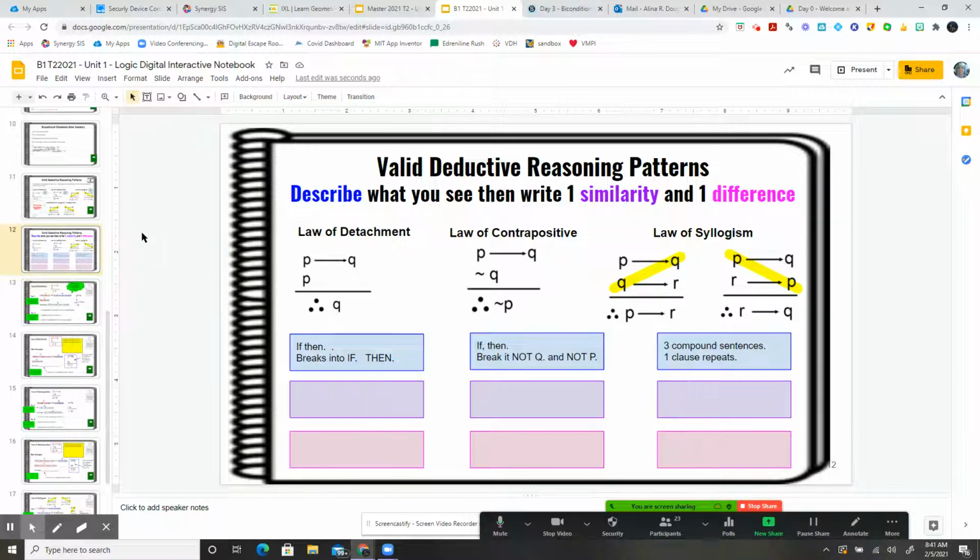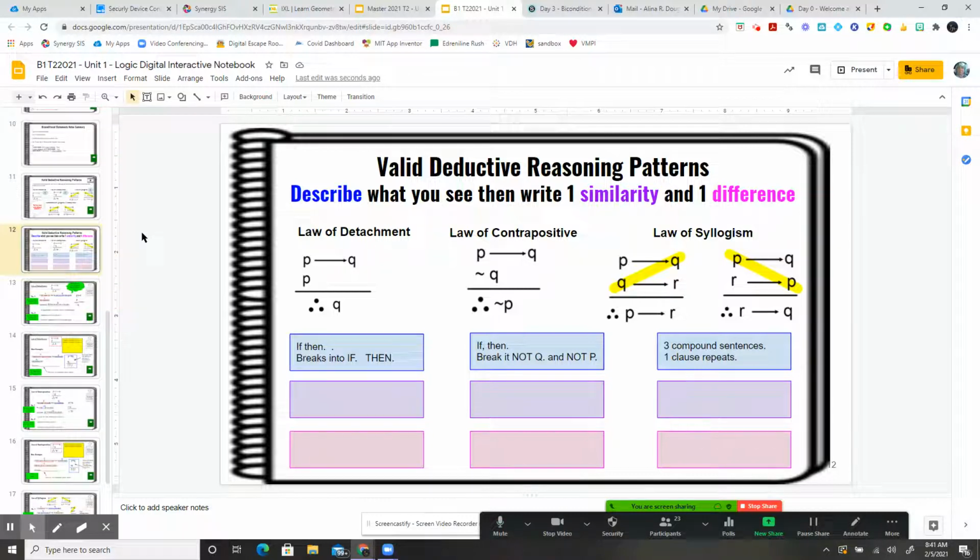Give you about 1 or 2 more minutes to finish this. If you're already finished, you can go on to slide 13 and see if you can do the pattern for example number 2. I'm still confused on how this works.